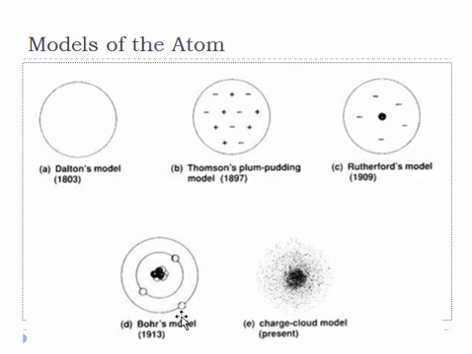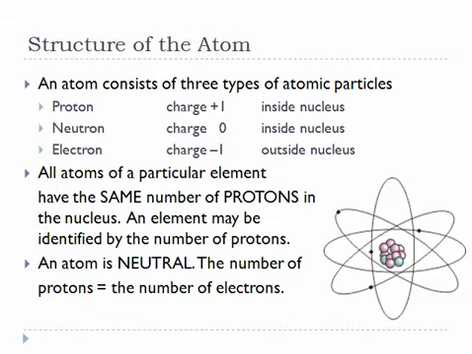Then Bohr came around and said Rutherford's right, but the electrons are not just floating around randomly, they're actually in energy levels, so he drew them in circles around the nucleus. And now the most current and most used model is the charge cloud model, or the quantum mechanical model of the atom. That is something you're going to learn a lot more about in grade 12 chemistry, but this is basically all you need to know. So if you want to draw a little picture and add a little description for each model, that's pretty much all you need. Now we're going to do a quick review on the structure of the atom.